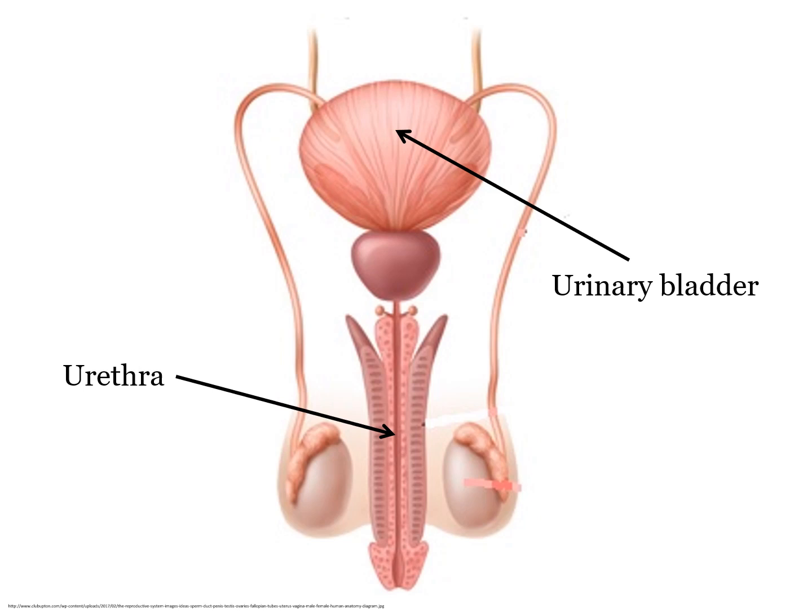Here, the vas deferens joins with the seminal vesicle to form the ejaculatory duct, which passes through the prostate and empties into the urethra.